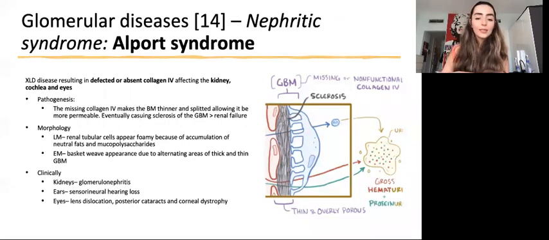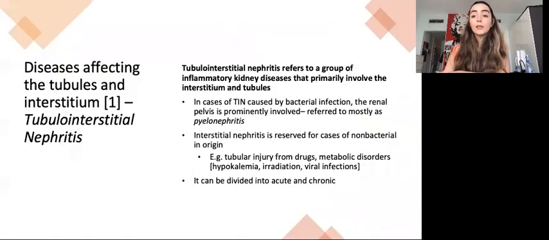So now we continue to another section of this lecture, which is diseases affecting the tubules and the interstitium. So we talked about glomerular diseases, now it's the other part. Now, the first one we're going to talk about is tubulointerstitial nephritis. Tubulointerstitial nephritis is a group of inflammatory kidney diseases that involves the interstitium and the tubules.